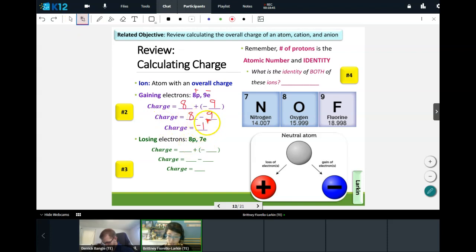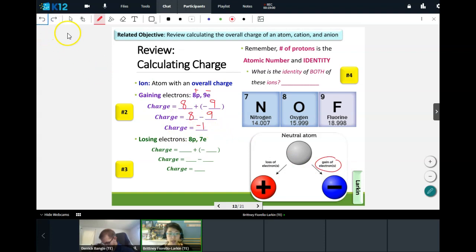Sorry, I did want to mention. So again, taking a look here, we had a neutral atom, we gained electrons, and so we again ended up overall negative. We gained negative friends, we end up overall negative. So that should make sense that our charge here ended up being a -1.